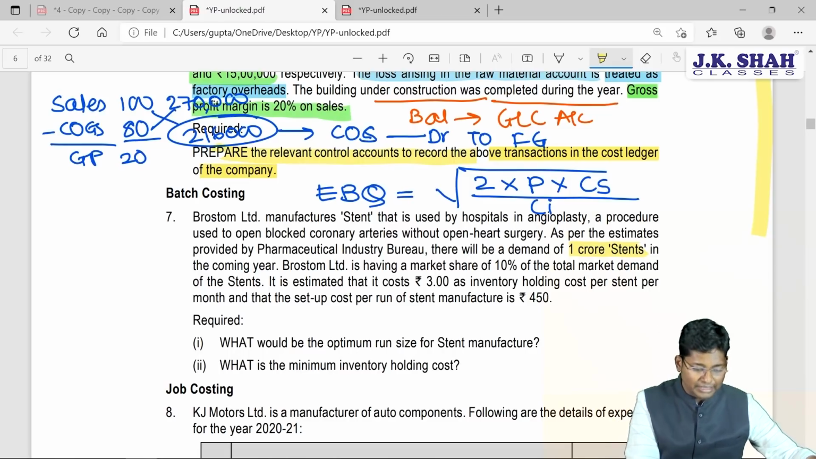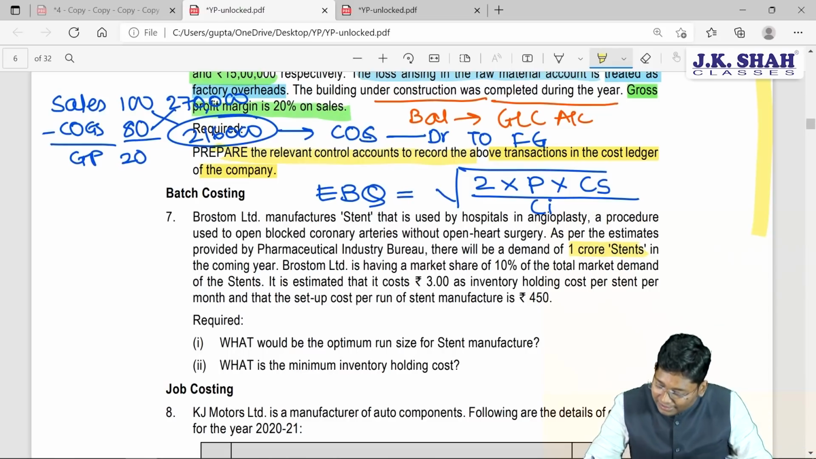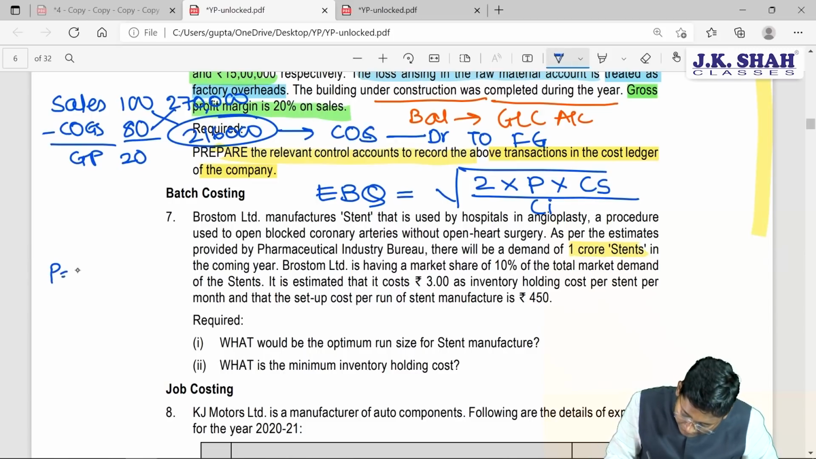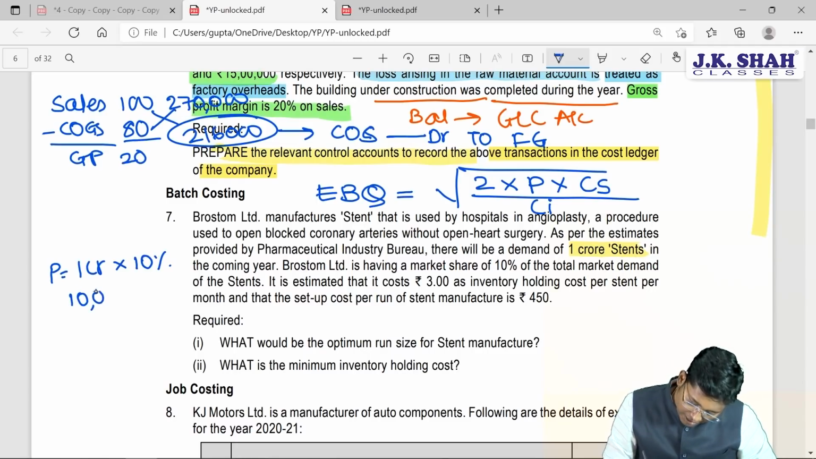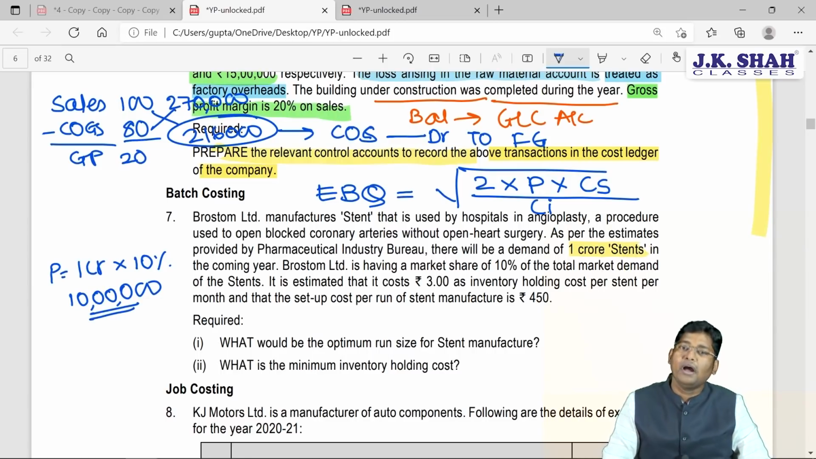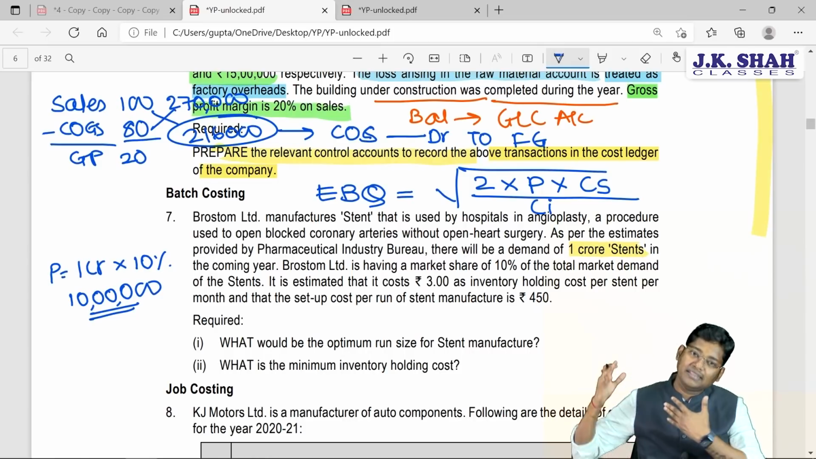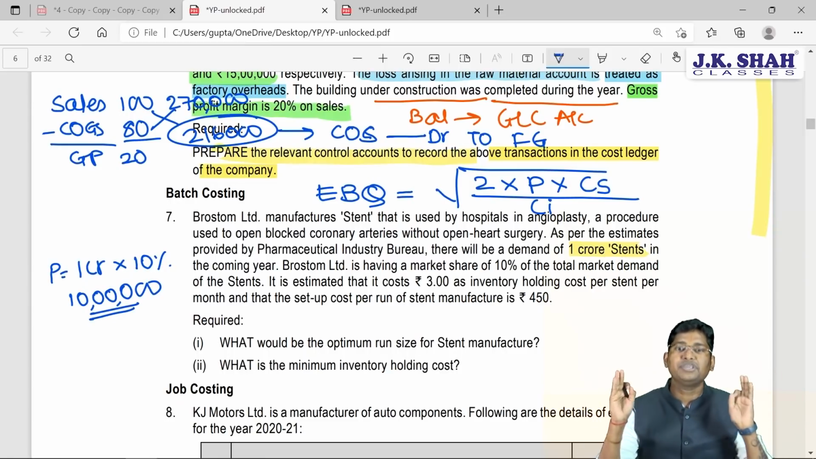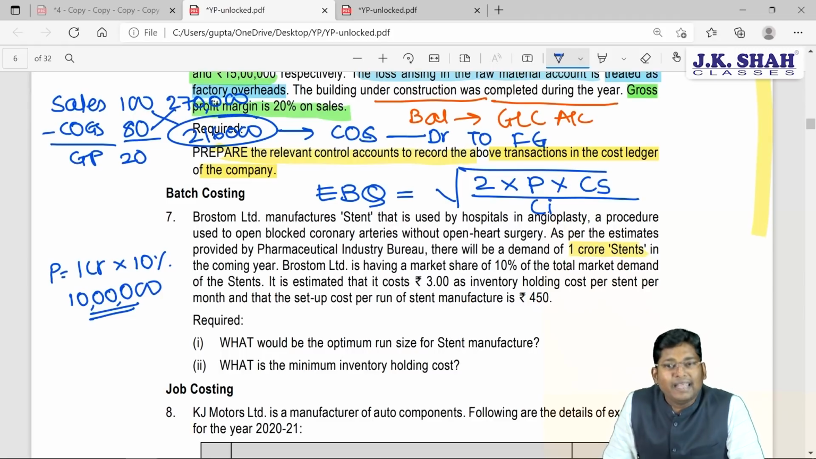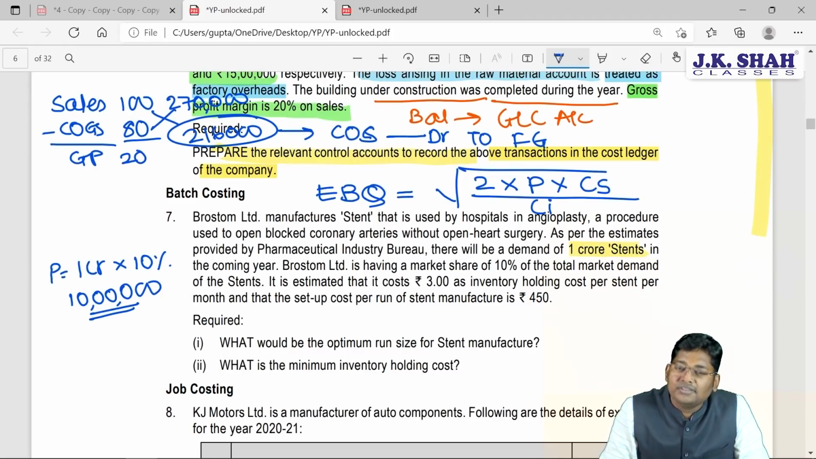Sir, what is the meaning of that 10% of market share? That means they are not going to produce the entire 1 crore, they will be producing 10% of 1 crore. And if you calculate 10% of 1 crore, your annual production will come to 10 lakh units of the required product. So this is something new. The 1 crore figure is given. Students sometimes take 1 crore directly as annual production, but that is possible only with 100% market share. This company has only 10% market share. That's why we are considering only 10 lakhs as our estimated production.